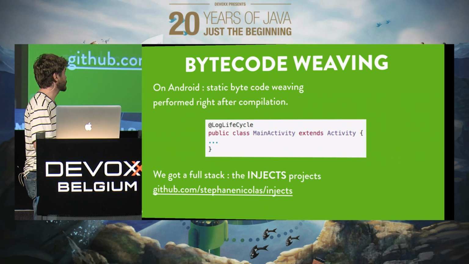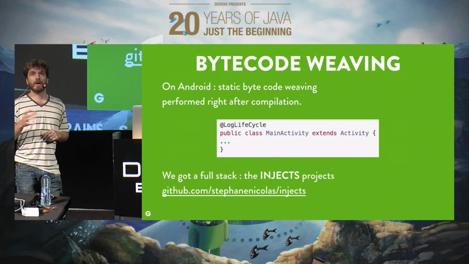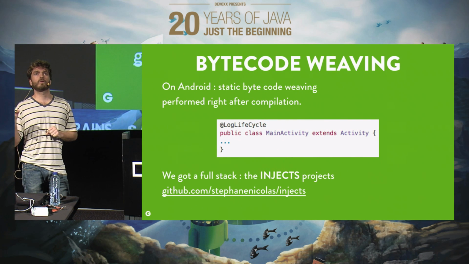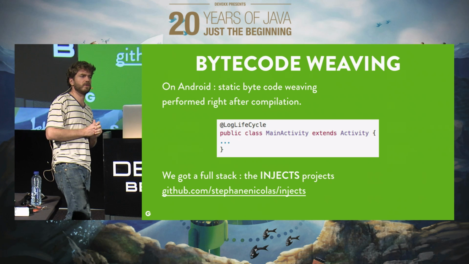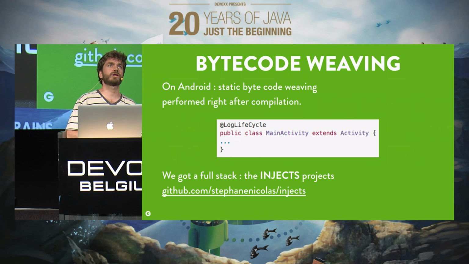The first one is bytecode weaving. What is bytecode weaving? Bytecode weaving is an old term on the Java platform. I think the first time it was introduced was like the second year after Java was published.